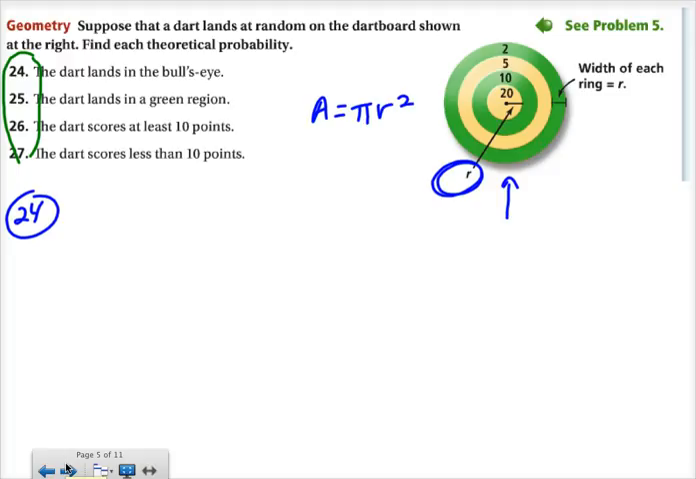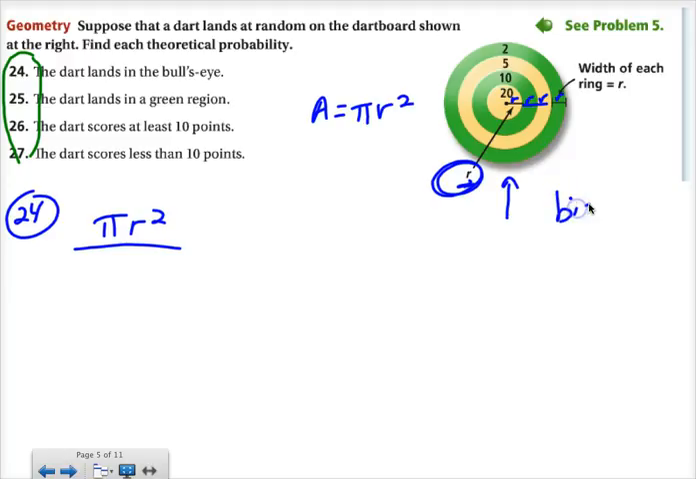So the dart landing in the bullseye, we know the area of that little region in there that has the 20 points is going to be pi r squared. And you're supposed to put the radius in, but the radius is already there. So that's just going to be pi r squared. And then what we have to do is go ahead and divide that by the total area of the dartboard. So if this is 1r for the radius, we have another one here, and another one here, and another one here. So from center to that outside green ring is going to be 4r for the radius.